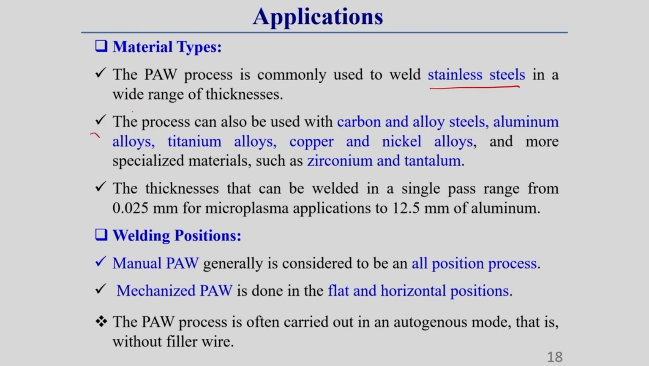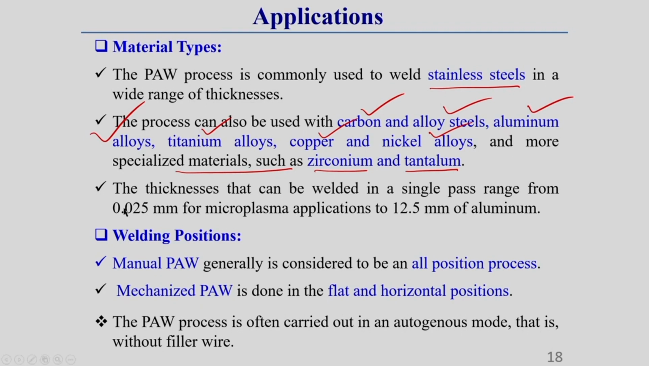It can also be used for carbon steel, alloy steel, aluminum alloy, titanium alloy, copper alloy, nickel alloy, and some specialized materials called zirconium and tantalum. Zirconium and tantalum are very difficult to weld by other conventional welding processes, but by this welding process we can easily weld them.